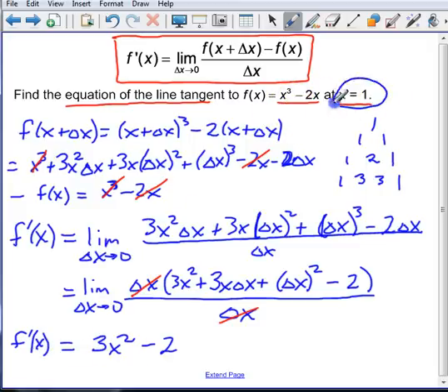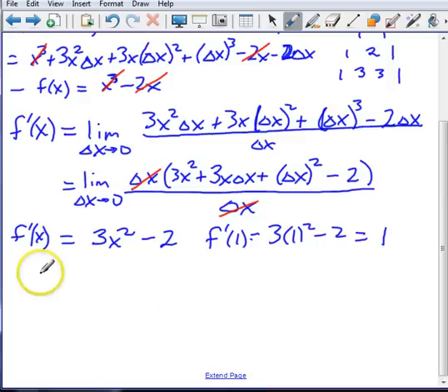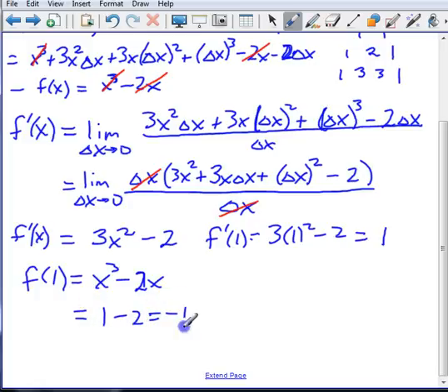Well, I'm particularly interested in the slope at x equal 1. So f prime of 1 is going to be 3 times 1 squared minus 2, which is 1. Okay, so the slope of our tangent line at x equal 1 is 1. I'm going to go back to the original function, x cubed minus 2x, and I'm going to plug in 1. So that's going to be 1 minus 2, which is negative 1.